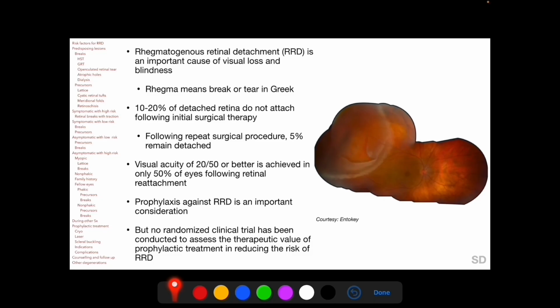It has been found that following initial surgery for rhegmatogenous retinal detachment, 10 to 20% of detached retina remain detached, and following repeat surgical procedure for detached retina, 5% of retina still remain detached, and visual acuity of 20/50 or better is achieved in only 50% of eyes following retinal reattachment procedures. So prophylaxis against RRD is an important consideration, but no randomized clinical trial has been conducted to assess the therapeutic value of prophylactic treatment in reducing the risk of RRD.